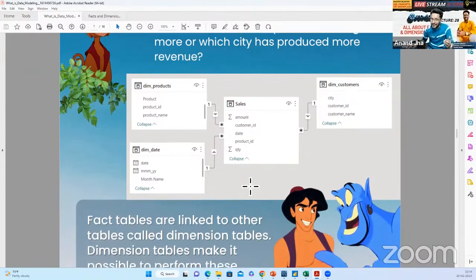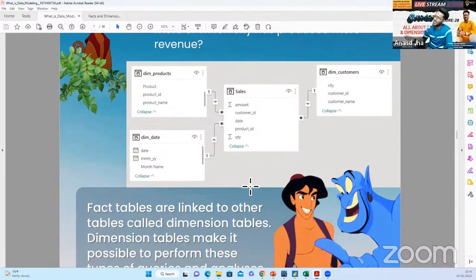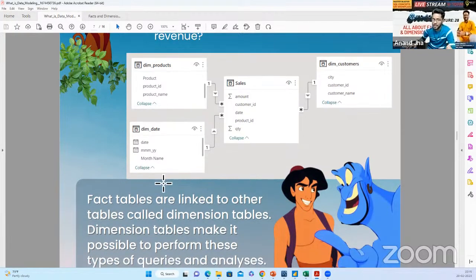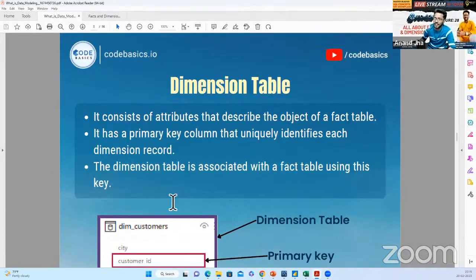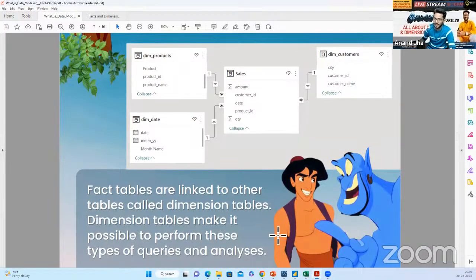So fact tables are linked to other tables called dimension tables. Transaction data will be linked to some customer, no? Of course, every fact table will be linked to dimension tables. Which customer is doing the transaction? So the transaction will be linked to the customer using customer ID as a key. Linkage can happen in various ways: you can do one-to-one, one-to-many, many-to-one. All this I will explain in this class.